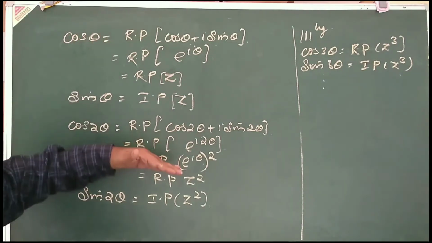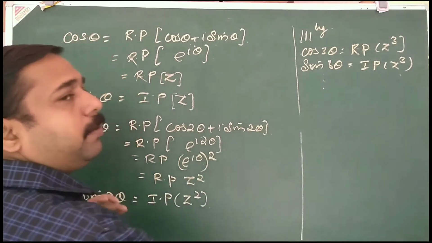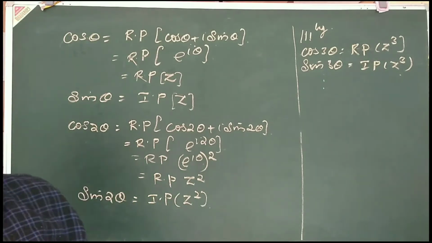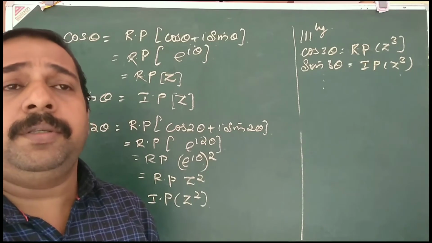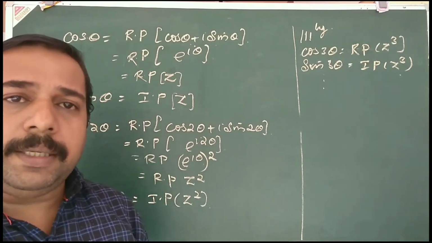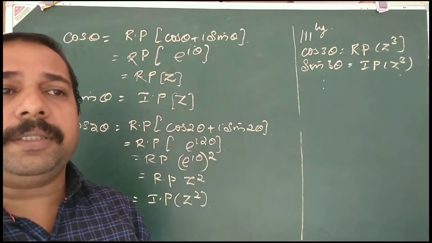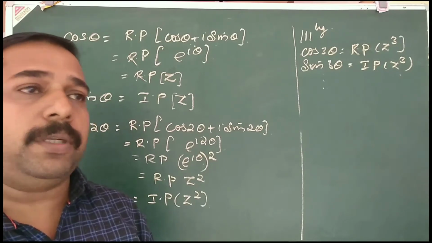So for all these problems, our contour C is equal to what? Mod z is equal to 1. Therefore, if the calculated value is less than 1, it lies inside. If the calculated value is greater than 1, it lies outside.